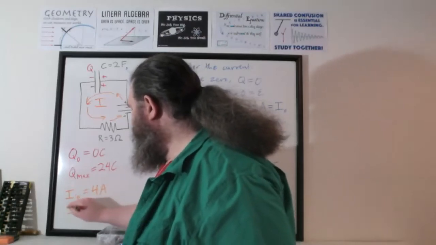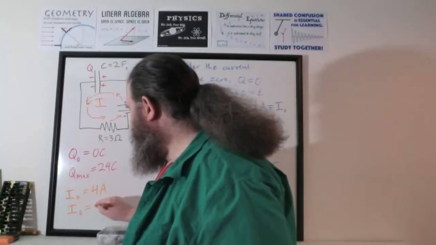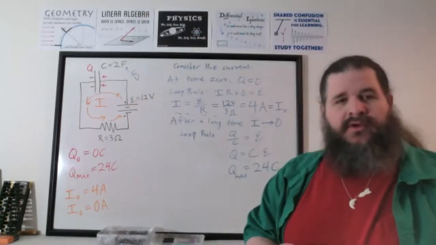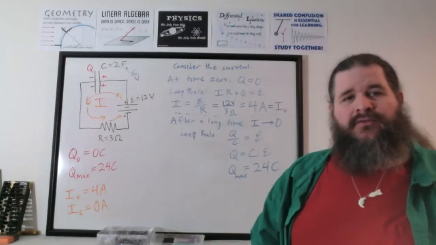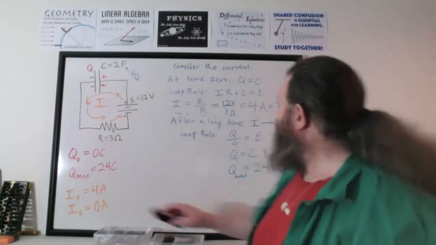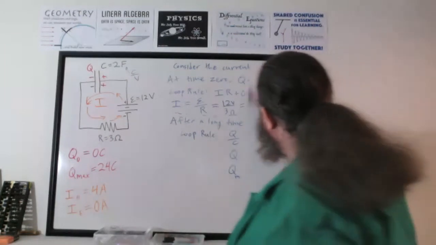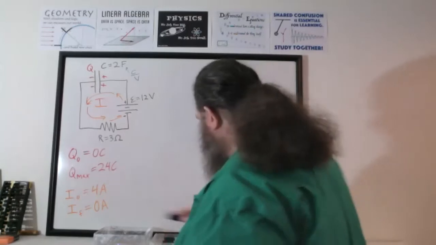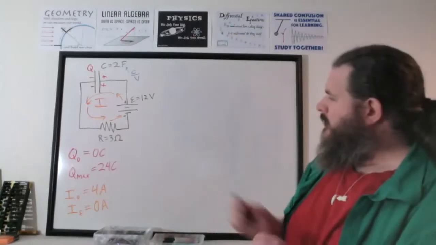And the final current, after a long time, is going to be approaching 0 amps. So we know those are going to be the important values to look for on the y-axis, the current or charge axis. So to graph those and maybe make some equations of them.